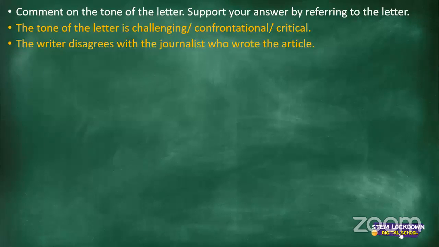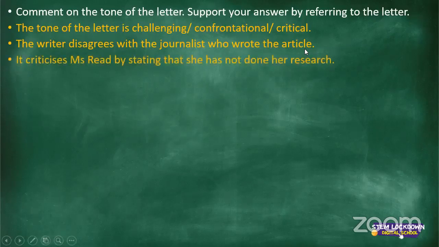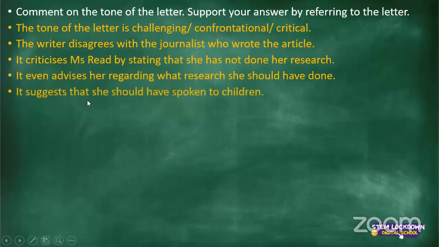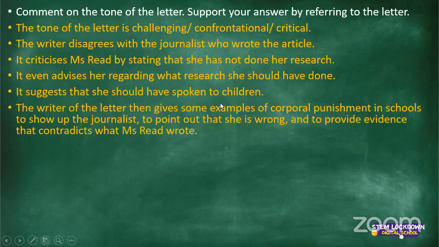And then I'm supporting my answer because the writer disagrees with the journalist who wrote the article. It criticizes Ms. Reed by stating that she has not done her research. It even advises her regarding what research she should have done. It suggests that she should have spoken to children. The writer of the letter then gives some examples of corporal punishment in school to show the journalist, to point out that she is wrong and to provide evidence that contradicts what Miss Reed wrote.